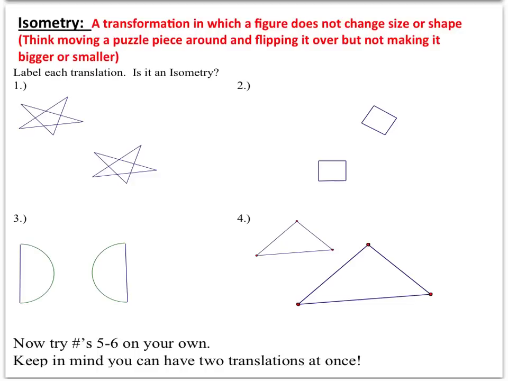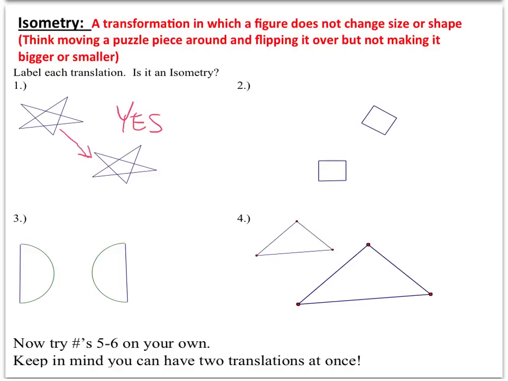The next term to familiarize yourself with is isometry. And an isometry is sometimes known as a congruence transformation because all that you're doing is moving a shape around in the plane. So for example, moving a puzzle piece around, flipping it over, it does not change the size or the shape, but it changes the orientation. So the question becomes, well, how do we recognize an isometry? If we look at number 1, the star is basically just shifting over. So it's laying on a flat surface and it's being dragged over. It's not changing its size or shape. So yes, this is an isometry.